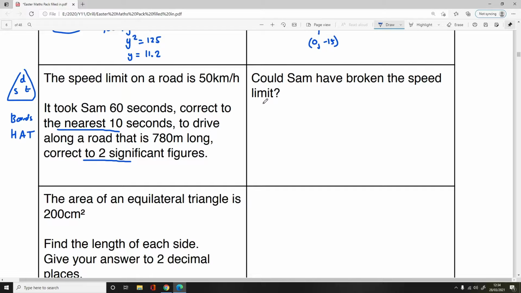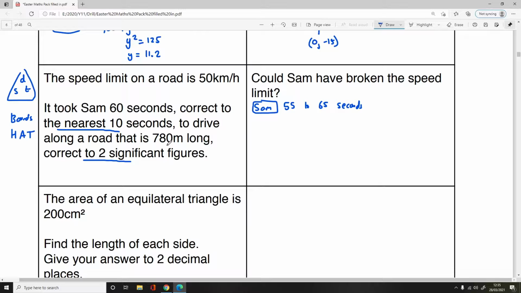So let's work through this, okay? So here's Sam. 60 seconds to the nearest 10 seconds means we are going to add or take away 5. So it took him 55 to 65 seconds.